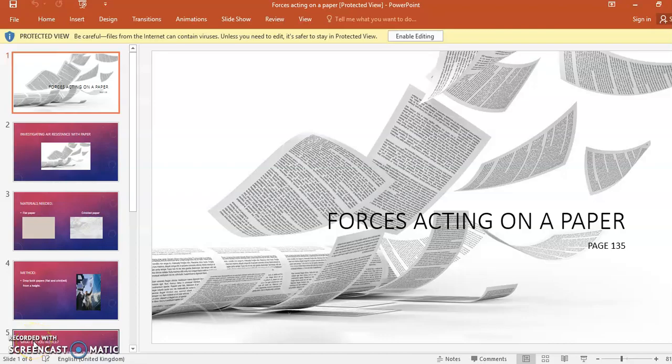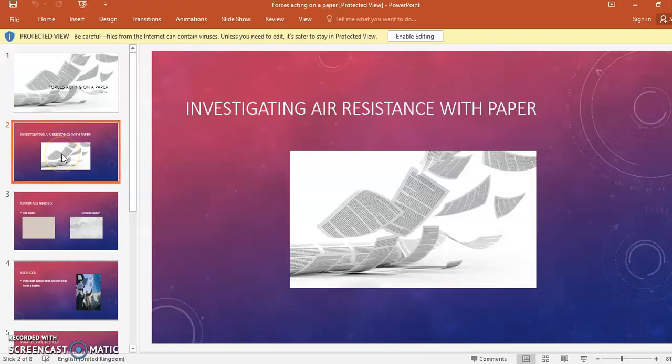Hello students. Today's science lesson, please take out your science course book and open page number 135. The main topic is forces acting on a paper. So we are going to study about the forces which act on a paper.